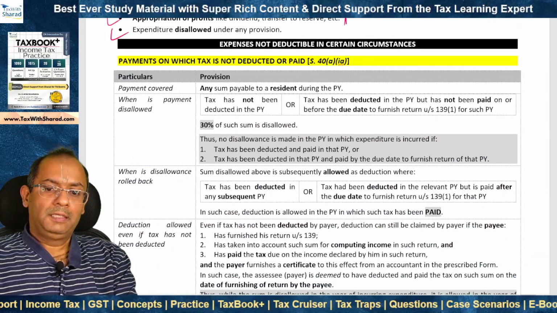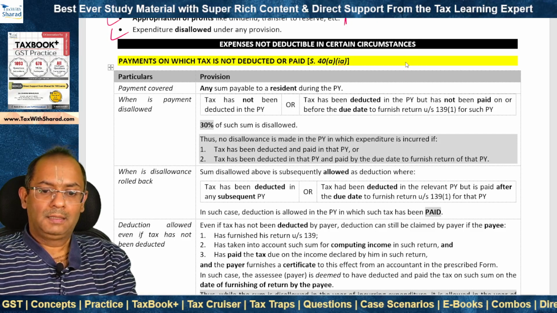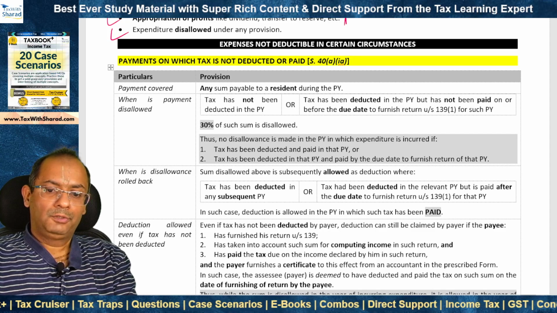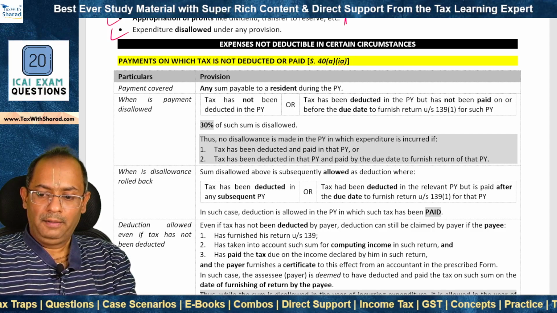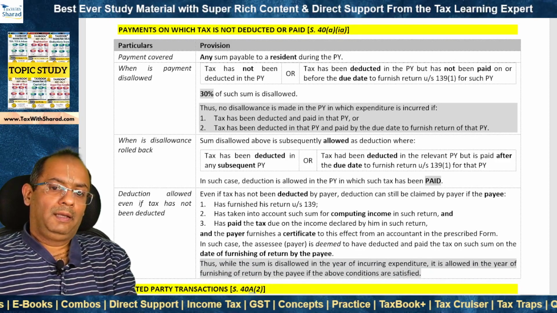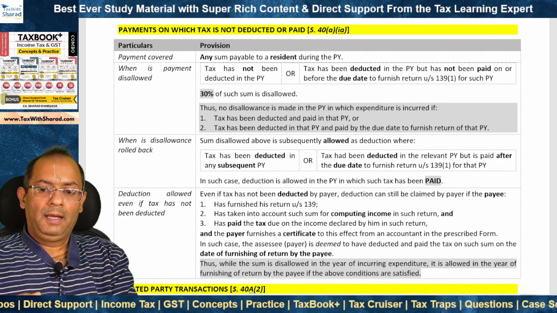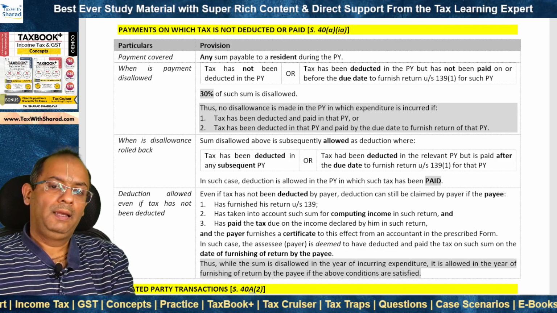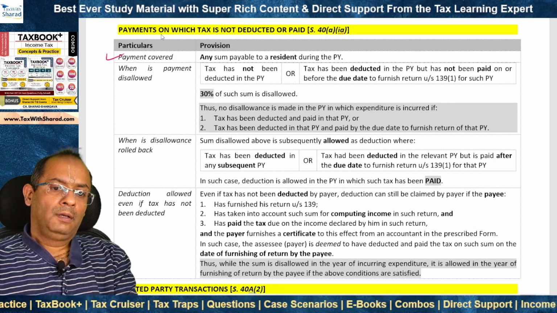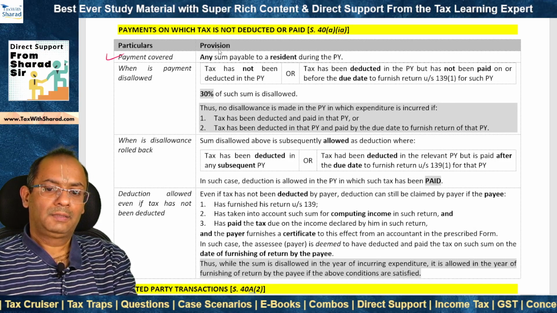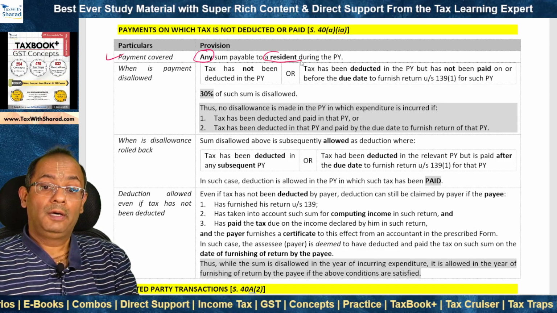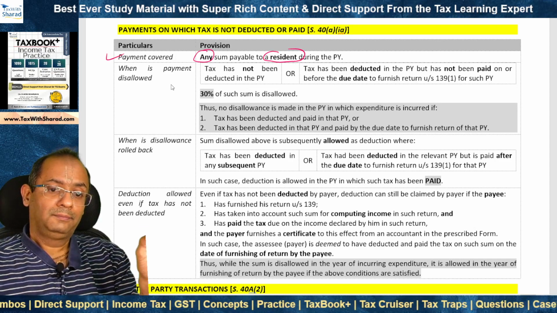We will now see expenses which are not deductible in certain circumstances, and first we will take a look at section 40(a)(ia), which deals with payments on which tax is not deducted or paid, basically where TDS provisions are not complied with. There are 3 sections basically, 40(a)(i), 40(a)(ia) and 40(a)(iii), but 40(a)(ia) is more relevant from an exam perspective, so we will only take a look at this provision. What is the payment that is covered by this provision, by this disallowance? It covers any sum which is payable to a resident during the previous year.